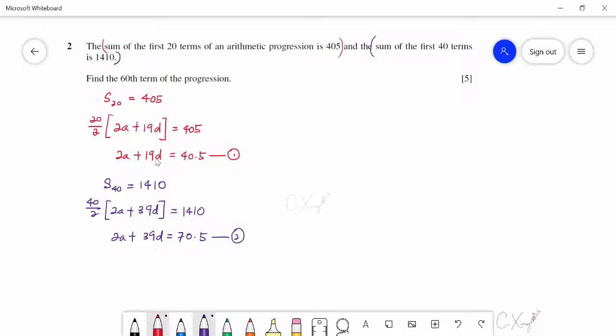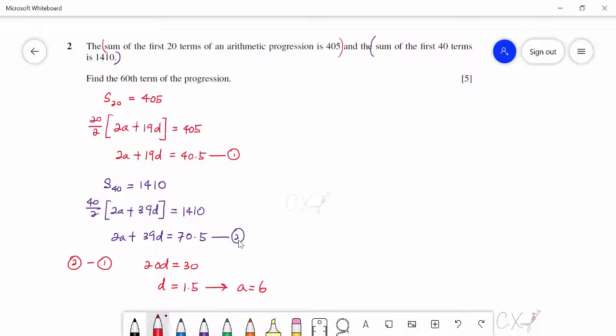From here, very easily, we can solve the simultaneous equations to get a and d. I can take equation 2 minus equation 1. I will have 20d equals 30. Therefore, d equals 1.5. From here, substitute the d back into the first or the second equation to get the a. So a you will get is 6.